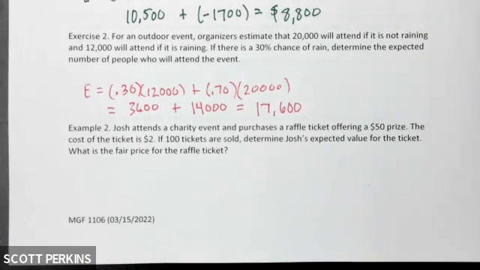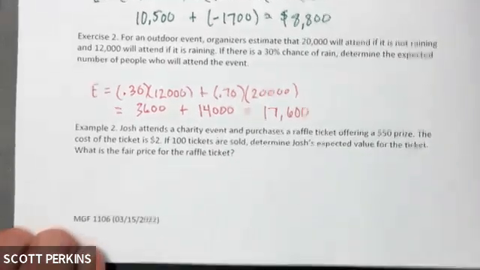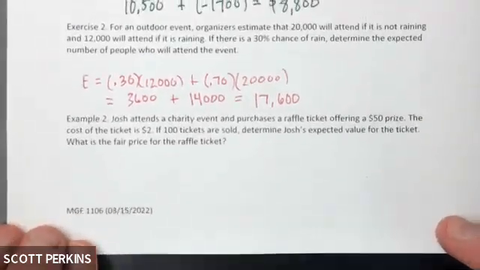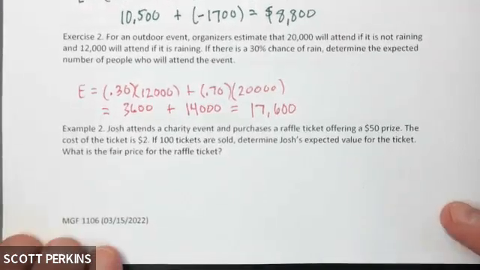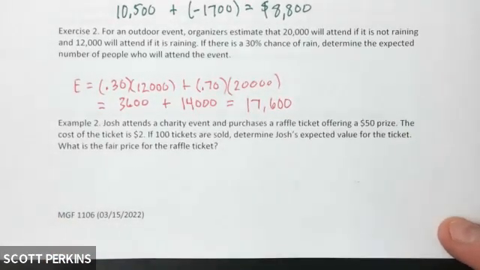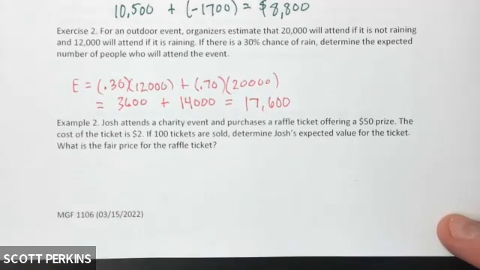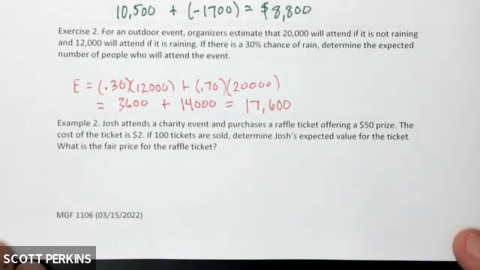All right, I've got another example and then a few more problems for you. I'm just trying to show you every situation you're going to encounter when you go through your homework. So this next one, Josh is going to a charity event and he purchases a raffle ticket that offers a $50 prize. So this first example of a raffle is just the simplest type of raffle you can have. There's only one prize. We're not complicating it with multiple prizes. We'll talk about that in a minute.